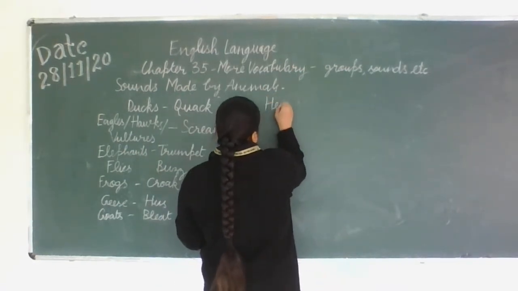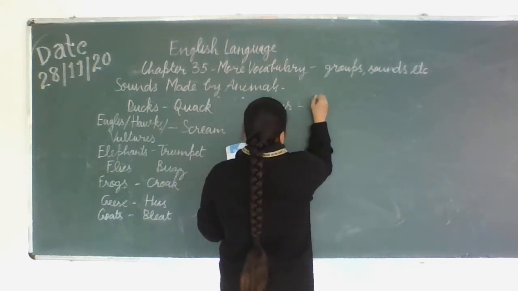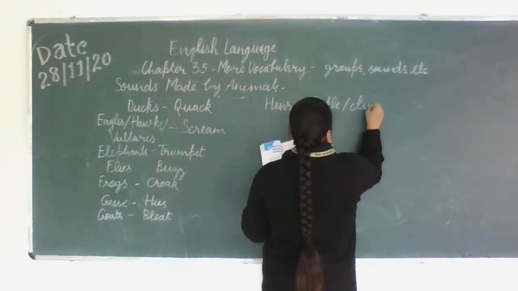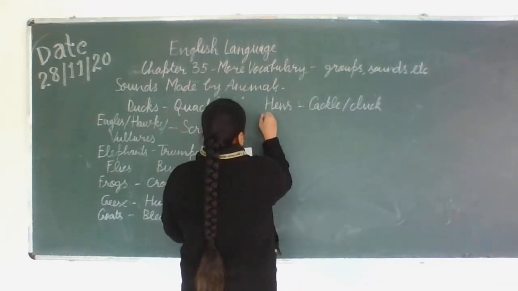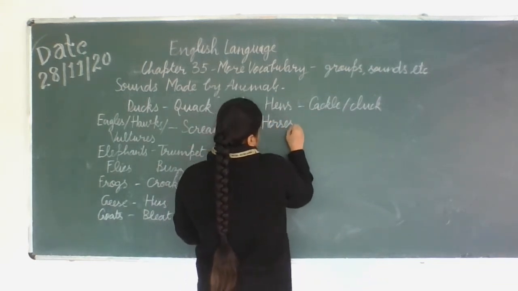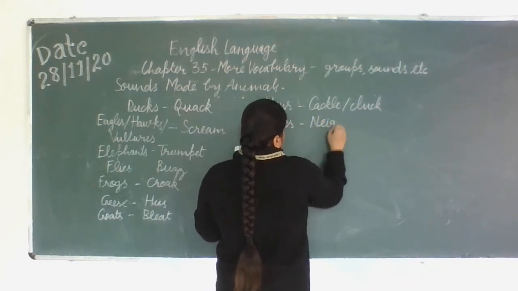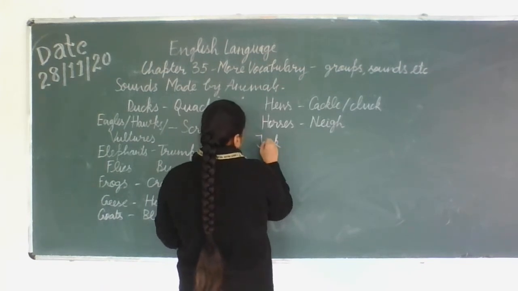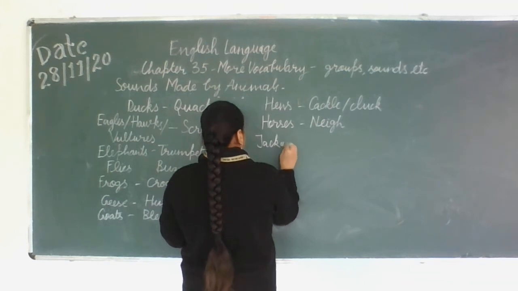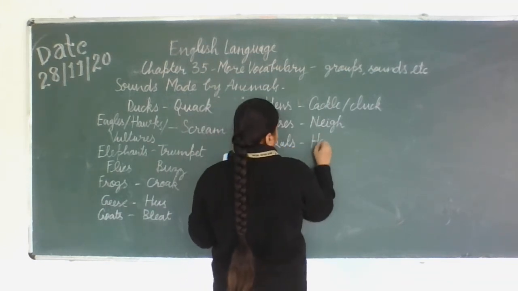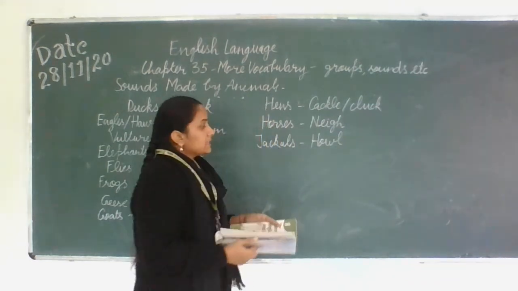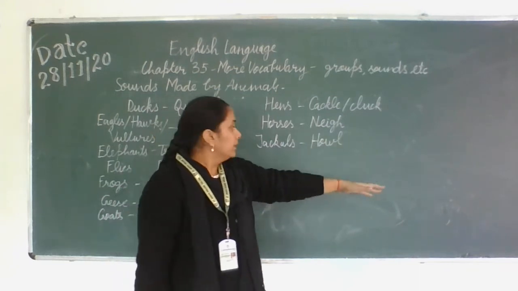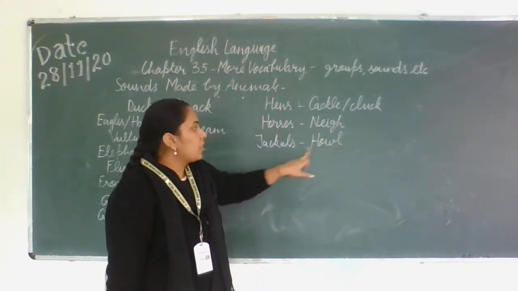Hens, the sound is known as cackle or cluck. Sound of horses, neigh. This you will also find in the poem. Jackals. The sound is known as howl. That's why when I mentioned the dogs, the sound is known as bark, growl or howl. So the sound basically for the jackals is known as howl.